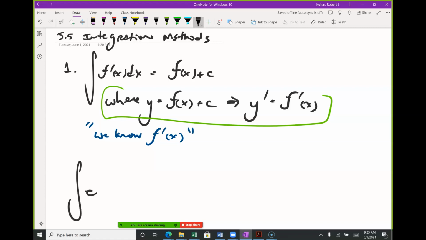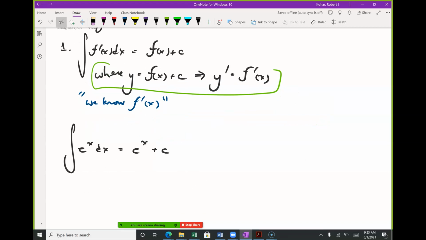So for example, the integral of e to the x dx. What function did I take a derivative of to get e to the x? e to the x, and then plus that constant of integration. Is everybody comfortable with the constant of integration? Nice.